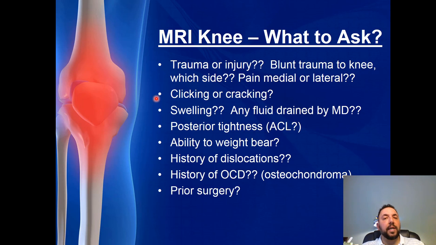Is there posterior tightness? If they say there's a pulling in the back of the knee, often that indicates ACL damage. Do they have ability or inability to weight bear? History of any dislocations, because that can also lead to recurrent damage. Do they have a history of OCD? This is not obsessive compulsive disorder, but osteochondroma. That can create additional pictures that are required of us. And then, of course, is there any prior surgery?